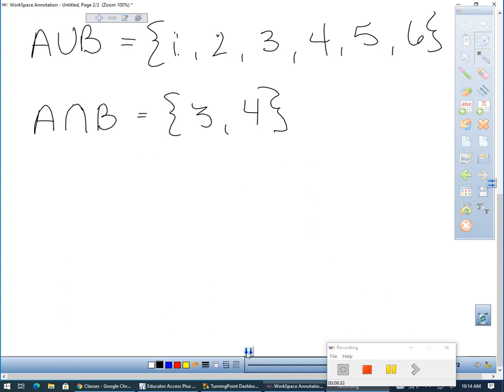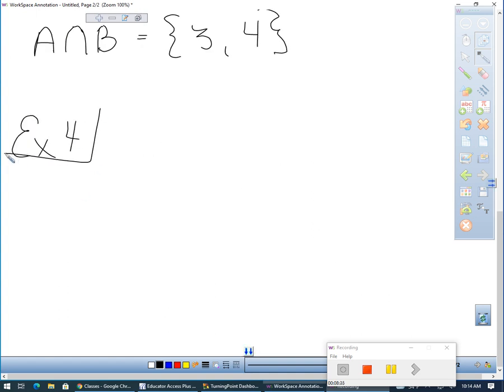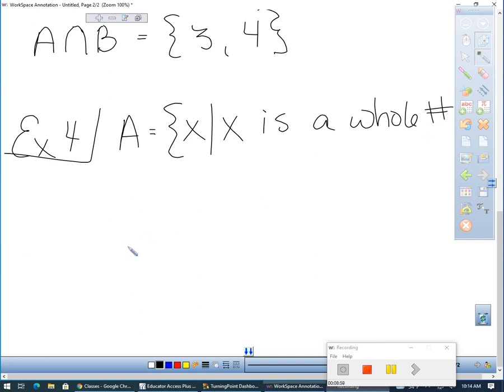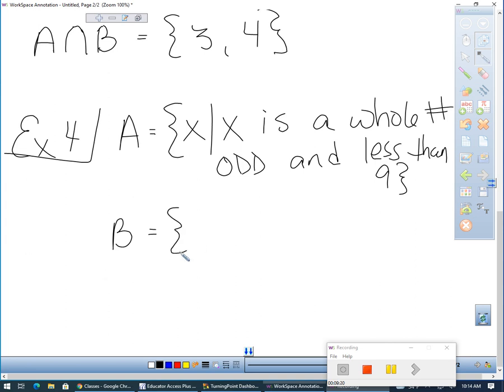Here's example number 4. Let's say I have set A is. Now this is a different notation. Instead of them being listed, it could be written like this. X is all X values for which X is a whole number, odd, and less than 9. So first of all, a whole number means it has to be positive, right? And less than 9. Okay, the second set, we're going to say for B, let's say X is integers greater than 3 and less than 10.